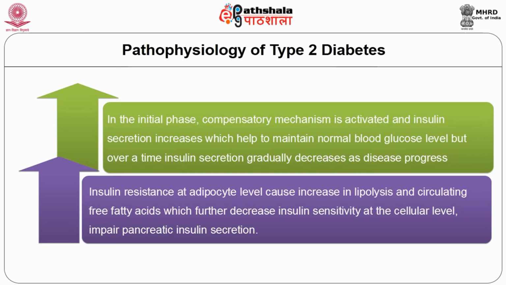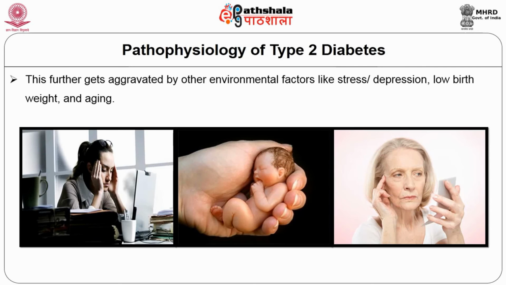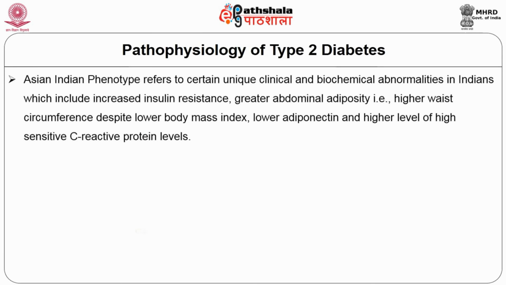Insulin resistance is seen mainly at the muscle, liver and adipocyte level, and can cause an increase in lipolysis and circulating free fatty acids, which further decrease insulin sensitivity at the cellular level and impair pancreatic insulin secretion, leading to exhaustion. All these contribute to the development and progression of type 2 diabetes.